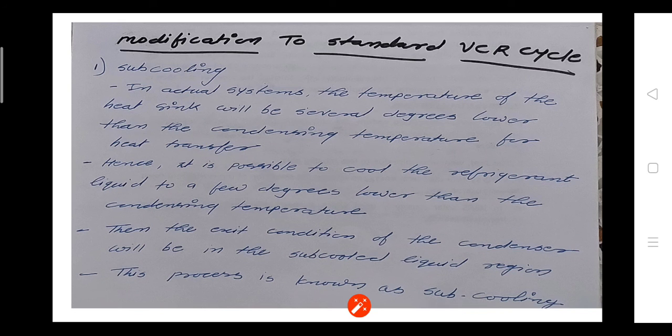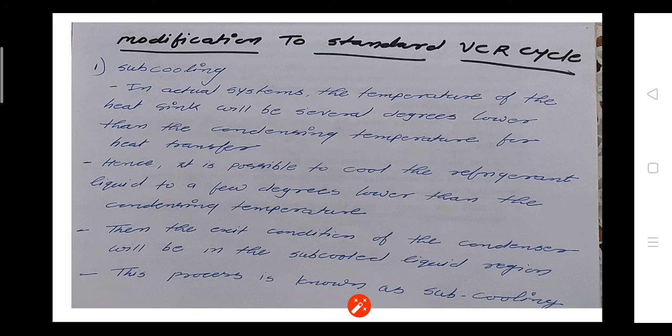In the last lecture, we have seen the working of the VCR cycle. Now we'll see the modification to the standard VCR cycle for a single stage. The modification is required for the better performance of the cycle. The first modification is subcooling.